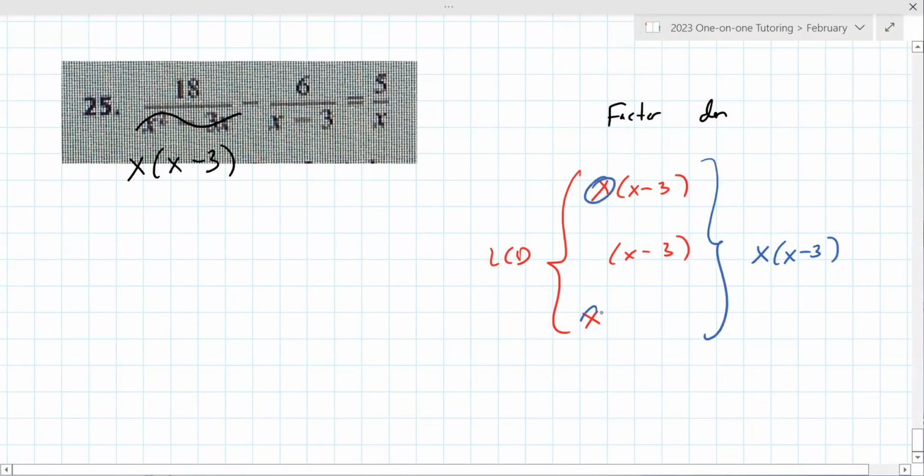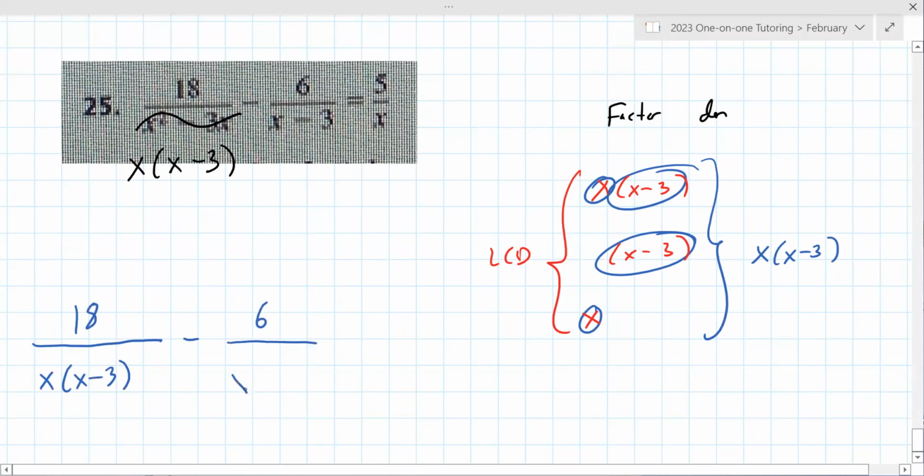These both have this, they both have this. What's nice is that the first term already has it: x times x minus 3. It's already good, you don't have to multiply anything there. But the x minus 3 under the 6, what is it missing? An x. So you go x and x. And what is the x missing? X minus 3.